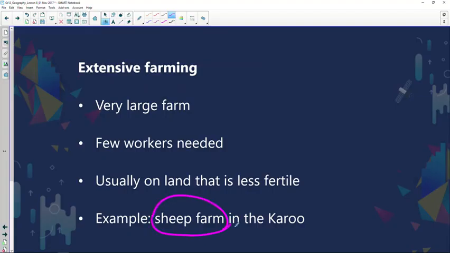When we look at extensive farming, it usually happens in arid areas, especially where we can't actually go and plant crops. So mostly the Karoo landscape is ideal, for instance, for sheep farming. The land can't be utilized to farm with, so we can't plant crops. It's not very fertile. But the sizes of these farms are absolutely massive. So the sheep just walk around and feed themselves. And with this type of farm, you don't need a lot of people to be employed.